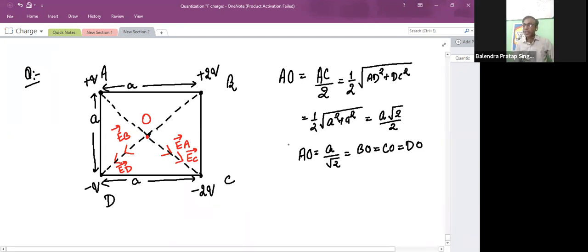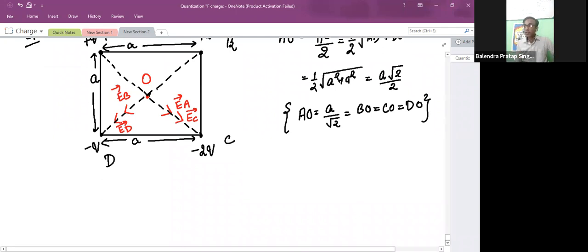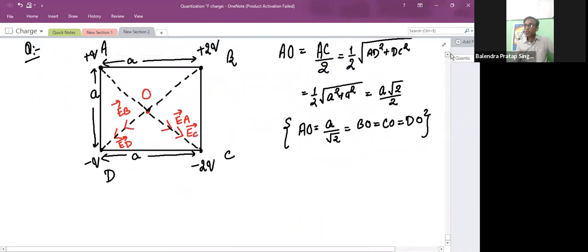Now this AO will work for us to find the electric field. Let's try to find the electric field due to these charges. First, what will be the electric field due to the charge plus Q, that is, the electric field due to charge A, EA? EA is equal to K, K means 1/4πε0, into Q divided by R square. And what is the value of R?